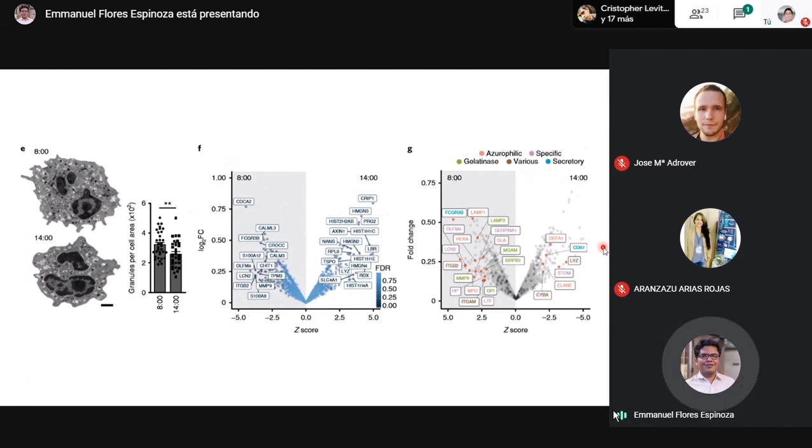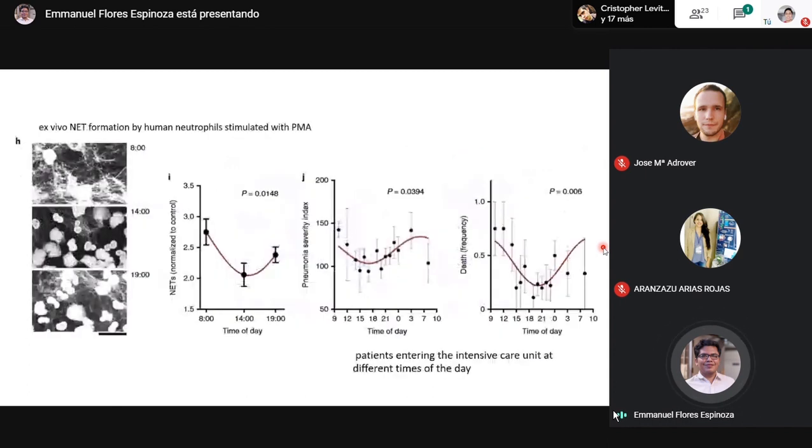Afterwards, they also evaluated the ex vivo NET formation capacity of these neutrophils at different times of day. When the neutrophils are from volunteers early in the morning at 8 a.m., they show NET formation, and this is diminished at 14 hours, and at 19 hours it is again increased for some reason.